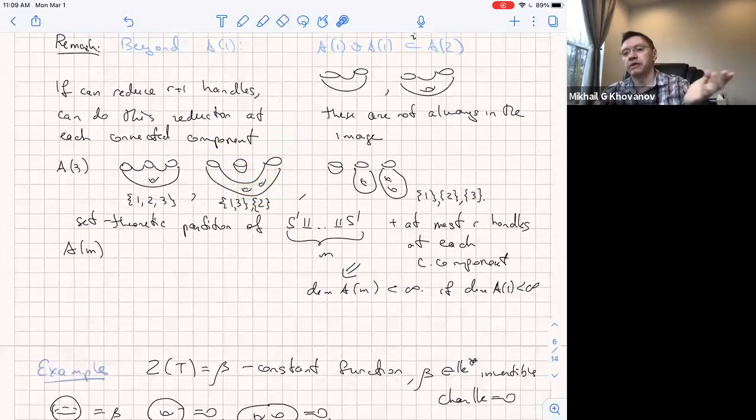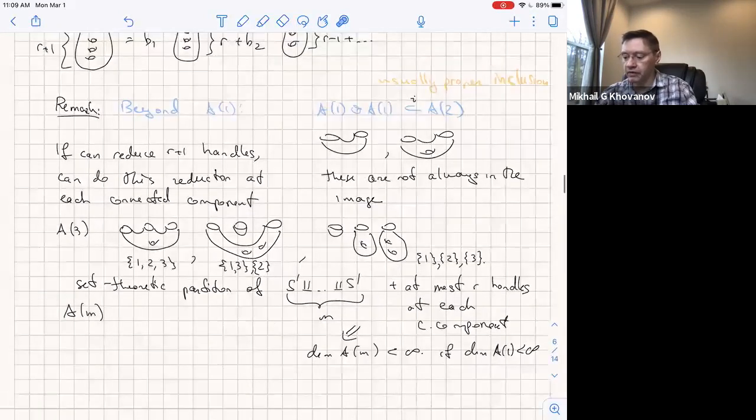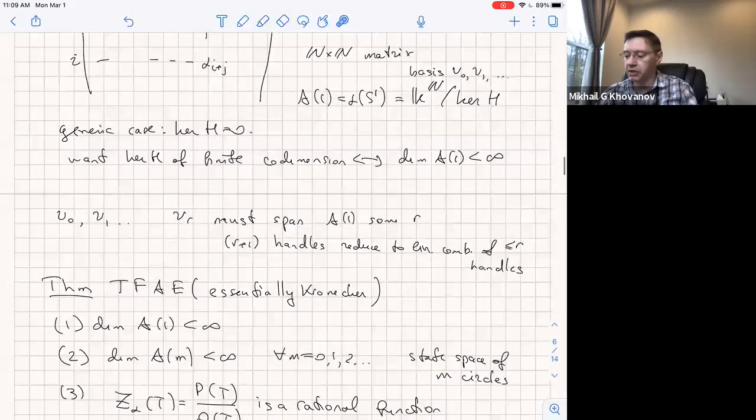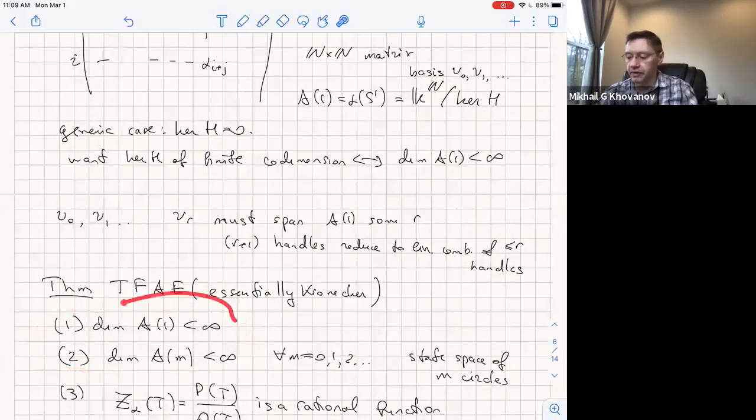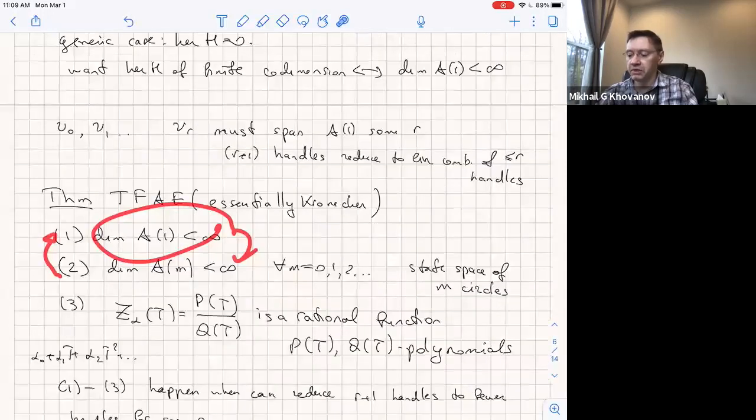And then once you know that it's finite dimensional for a single circle, you can conclude that it's finite dimensional for any number of circles. And this is a simple way to see the equivalence of conditions 1 and 2. So 1 implies 2, and of course 2 immediately implies 1.